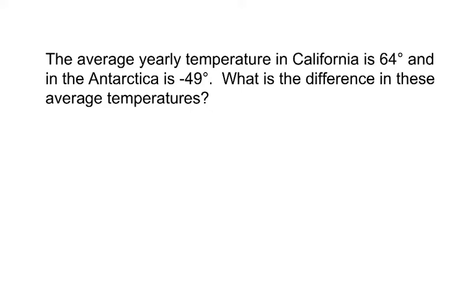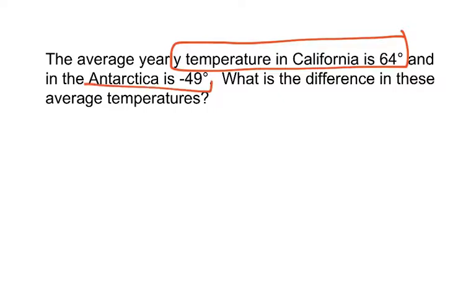Okay, so the average yearly temperature in California is 64 degrees. And in Antarctica, it's negative 49 degrees. What is the difference in these average temperatures? Well, we would need the difference between them, and I'm going to use a number line to kind of look at this.